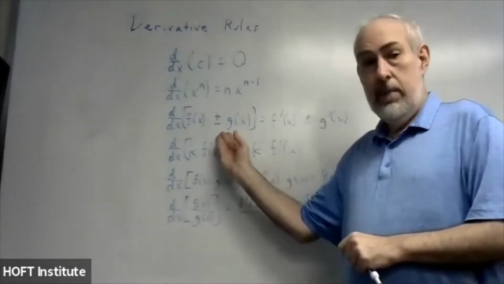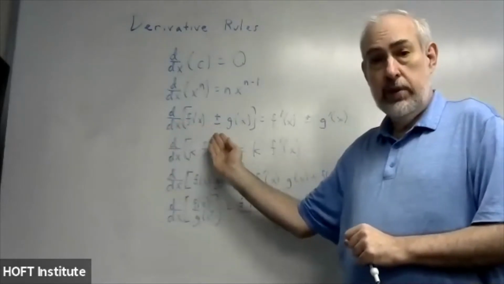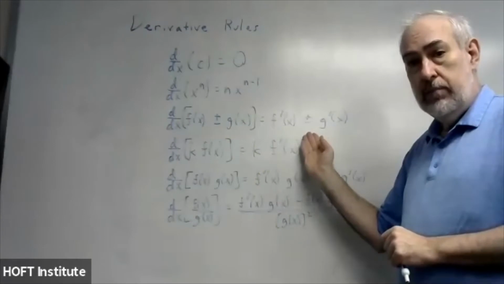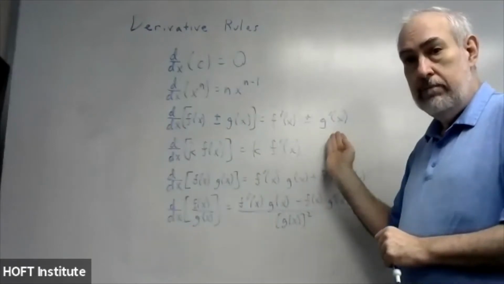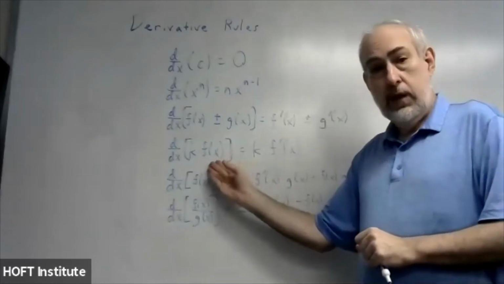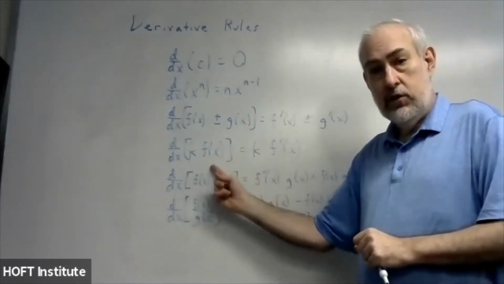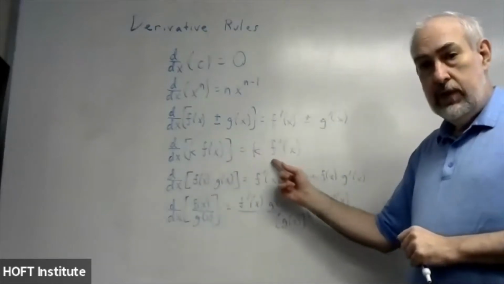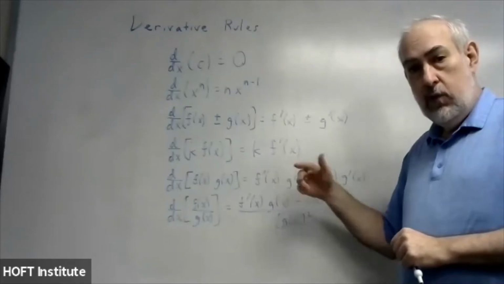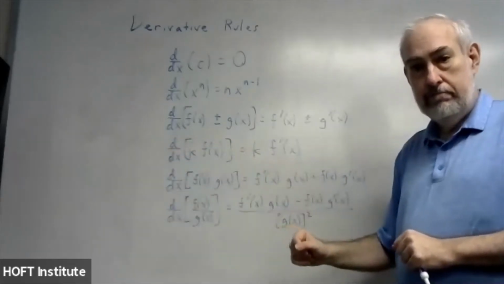This is the sum and difference rule combined into one rule. The derivative of a function plus or minus another function: you just take the derivative of the first thing and then plus or minus the derivative of the second thing, assuming those two derivatives exist. Next rule is the constant multiple rule. If you have a constant k multiplied by a function, then the derivative is the constant, and then you take the derivative of the rest of it. The way I like to think of it is the constant factors out of the derivative.